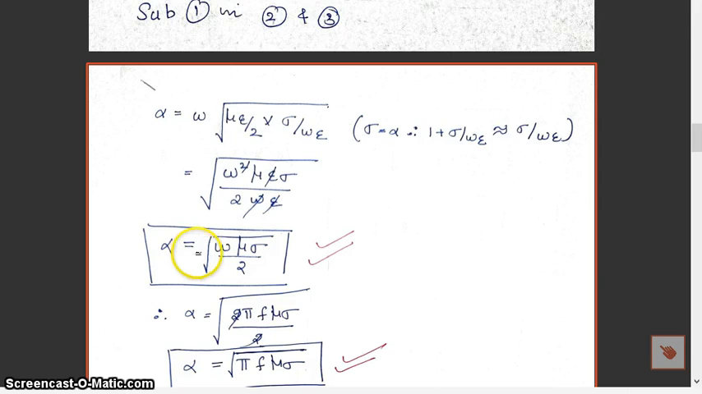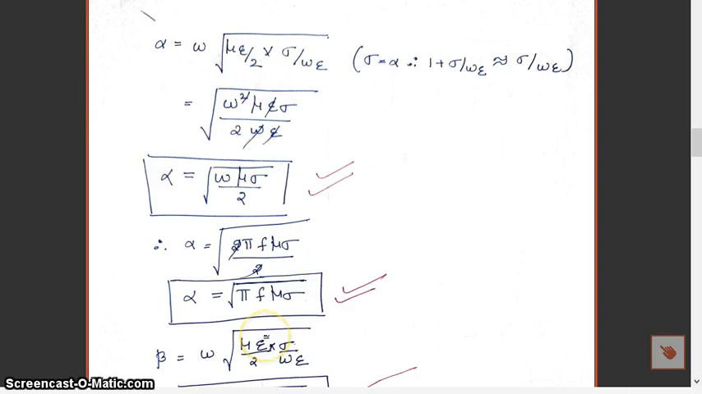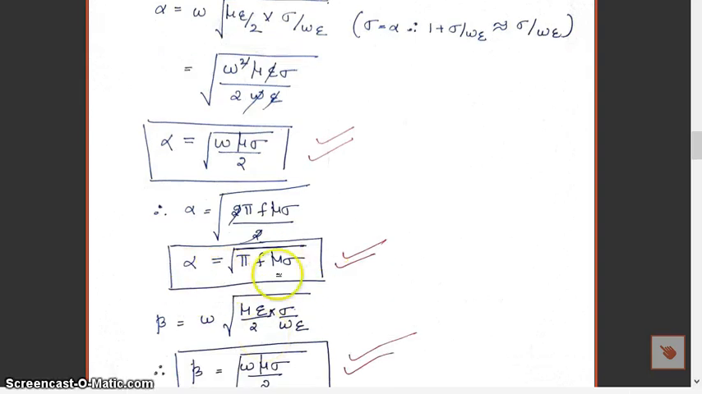Finally I can write alpha is equal to square root of omega mu sigma by 2, and instead of omega I am substituting 2 pi f mu sigma, and so I can write alpha is equal to square root of pi f mu sigma.